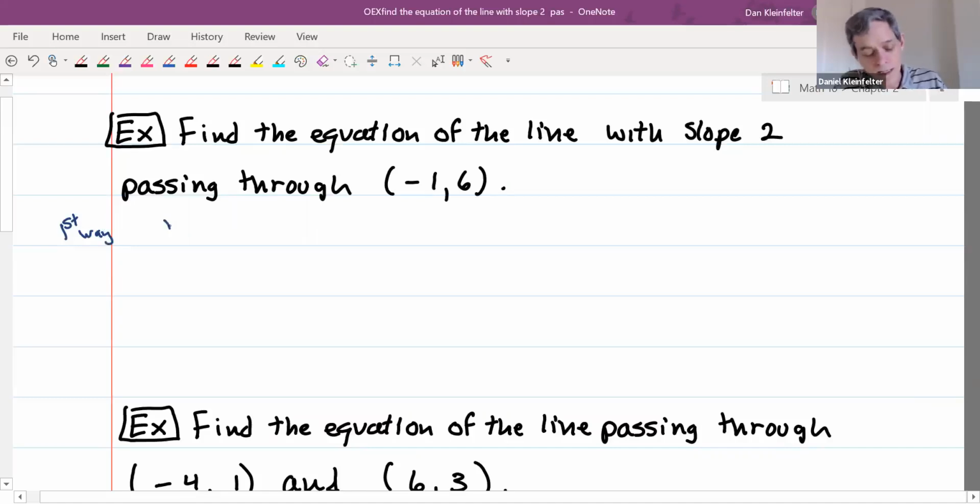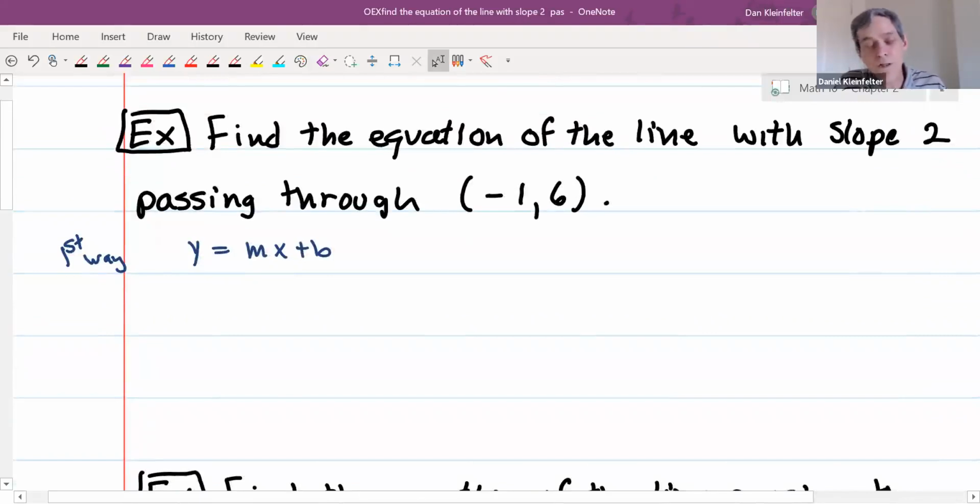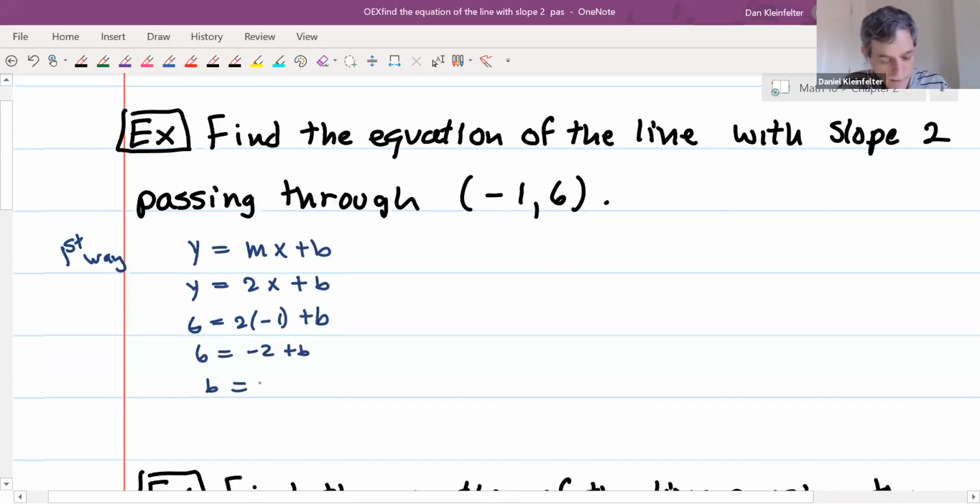The first method is to go with the slope-intercept form of a line, which is y = mx + b. We're told that the slope needs to be 2, so I'll replace the m with a 2. And then this needs to pass through the point (-1, 6), so that when x is -1, y will be 6. So I'll replace the y with 6 and the x with -1, and that will give us an equation that we can solve for b. So it turns out that b is 8. Putting together the pieces, y will be 2x + 8.